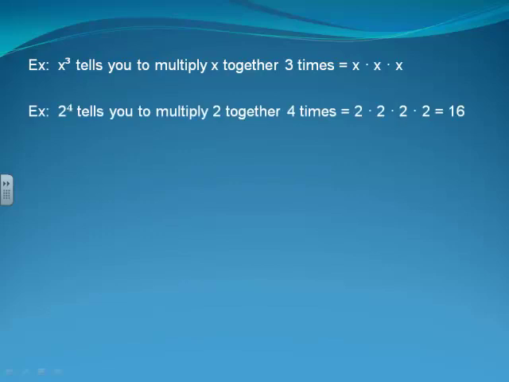2 to the fourth tells you to multiply your base of 2 together 4 times, which gives you 2 times 2 times 2 times 2. And if you multiply that left to right, you do get 16.